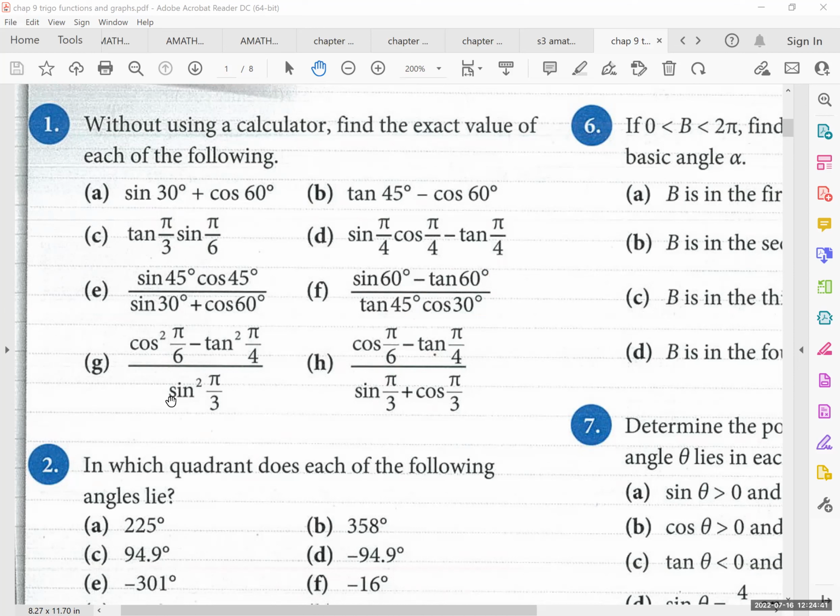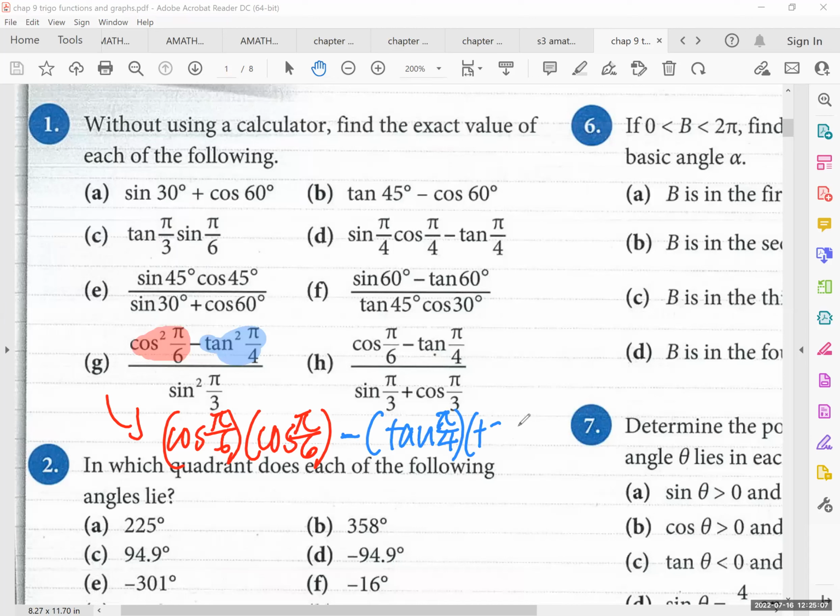Next, 1G, also the same thing. Just that cos square, you need to be very careful. Cos square is actually the same as cos pi over 6 multiplied by cos pi over 6. That's what it meant. And tangent square pi is just tangent pi over 4 times tangent pi over 4. Look at your notes to sub in. Over sine square, this is just sine pi over 3 multiplied by sine pi over 3. So far, so good?